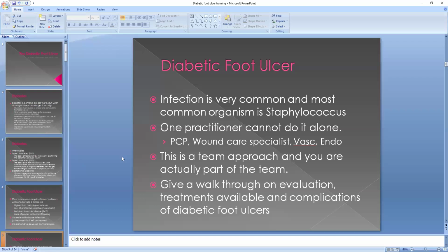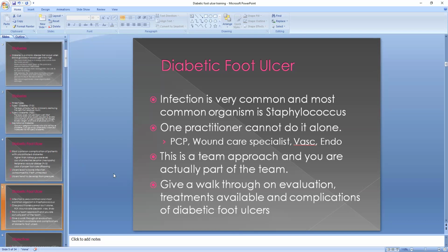So infection is very common, and the most common organism is staph. And one practitioner cannot do it alone. It requires a team approach, such as a primary care provider, the wound care specialist, the vascular surgeon, endocrinologist. Everyone in the healthcare field is needed.